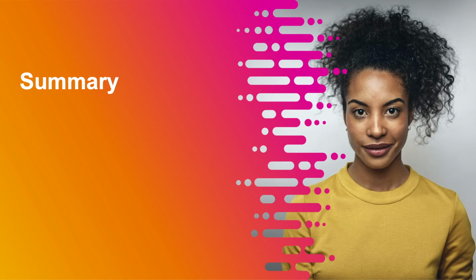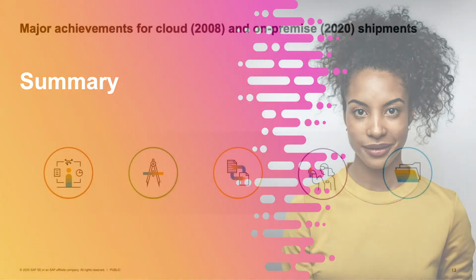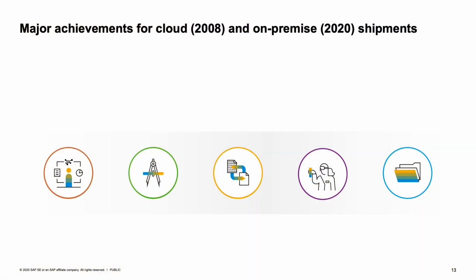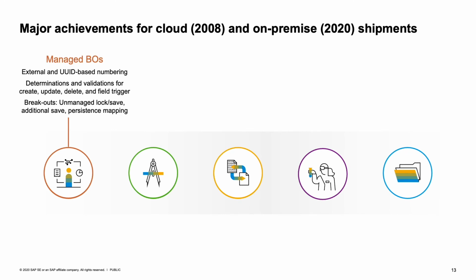So what are the features which we provided in the last releases and what's coming next? First of all, our major achievements for the cloud and for the on-premise shipment are the following. We now offer the managed business object with a huge feature set. So we offer external numbering where the end user or the consumer of a service provides a key. And we also support UUID-based numbering like we did in the past with BOPF. Other numbering options are currently in work, for example, using number ranges.